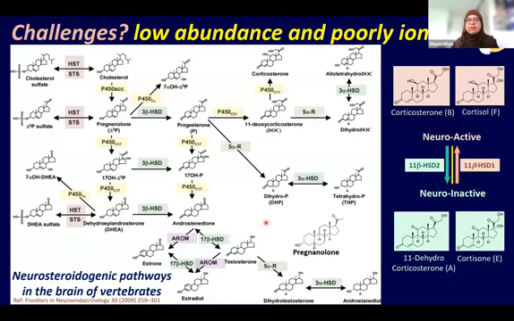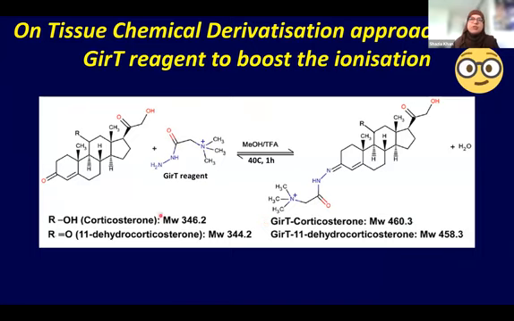as brain tissue. So to improve ionization and sensitivity, we developed an on-tissue derivatization strategy using GIRT. GIRT is a permanently charged quaternary compound that reacts with the keto functional group under acidic conditions and forms a derivatized molecule, which has a pre-charged positive tag on it, and that helps ionization because it's already an ion, and that improves its ionization efficiency and detection by mass spec.